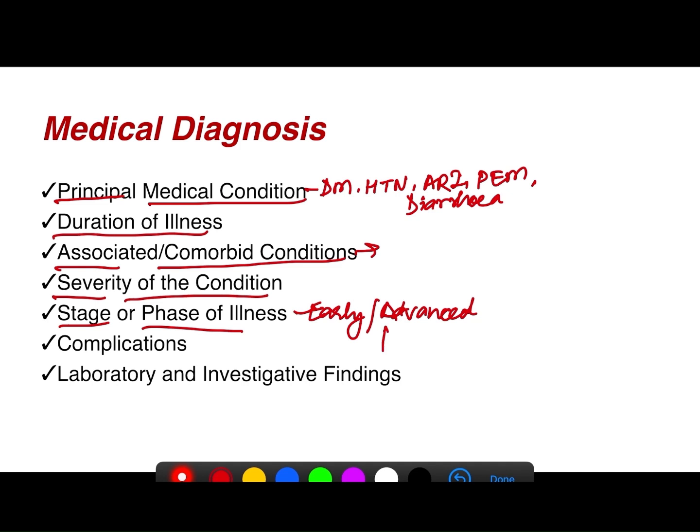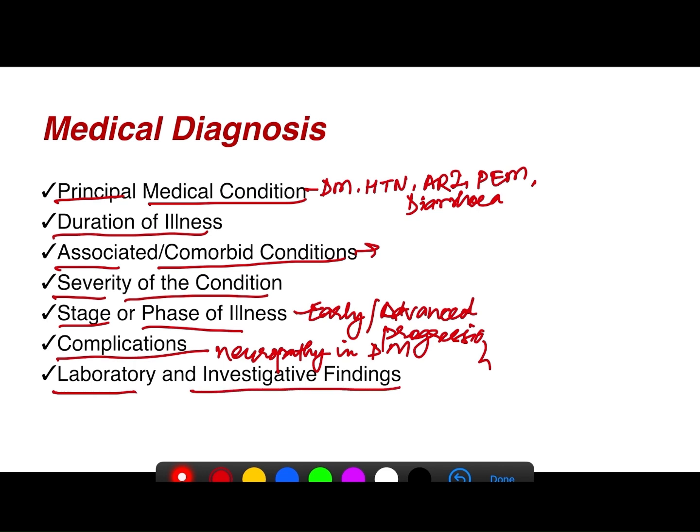What is the progression of the disease? And we also have to include the complications, meaning the secondary problems which arise from the primary disease, like neuropathy in diabetes mellitus. And if we have some laboratory and investigative findings with us, the important findings which are relevant to the case need to be mentioned.